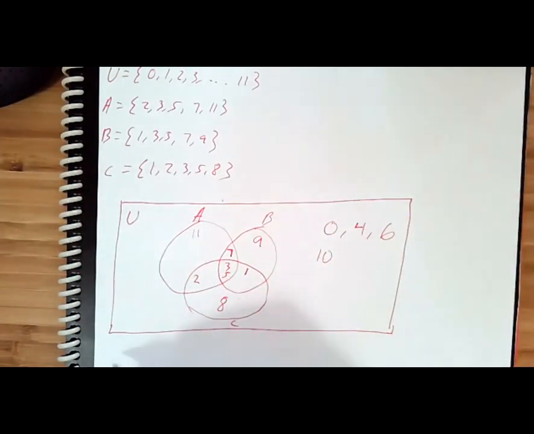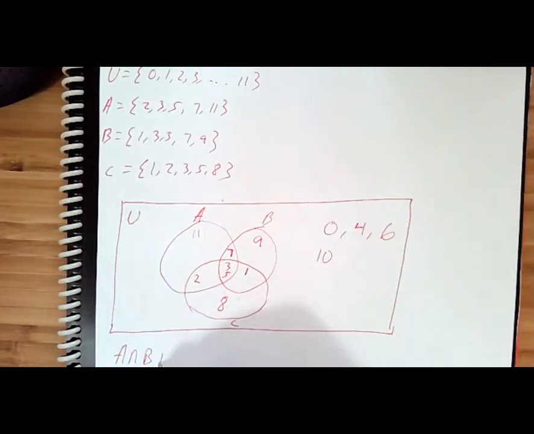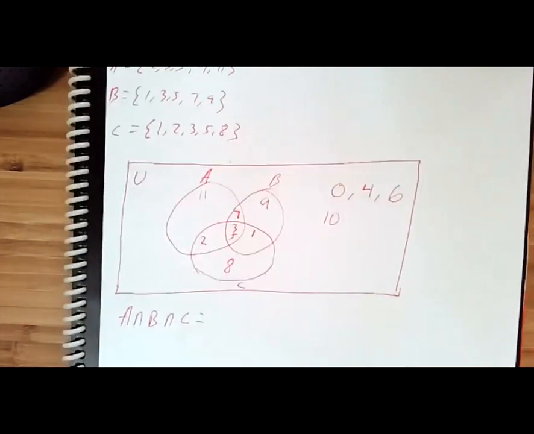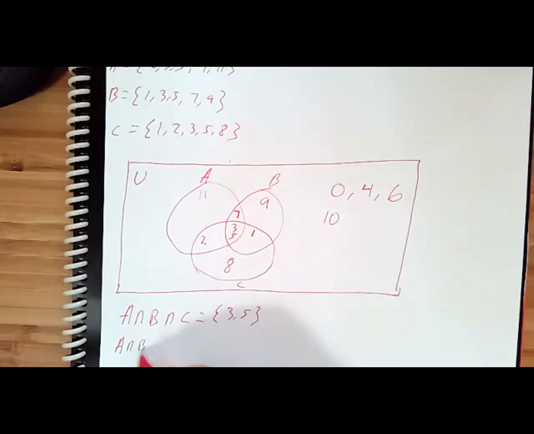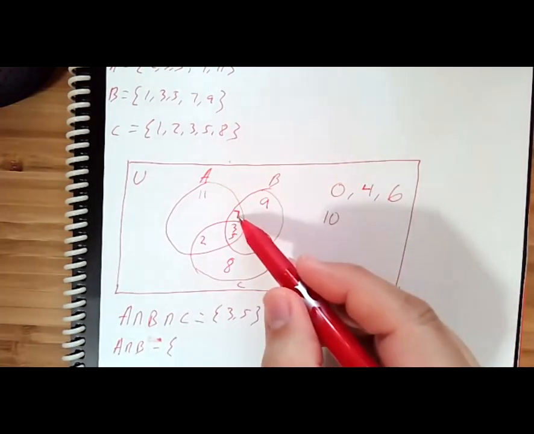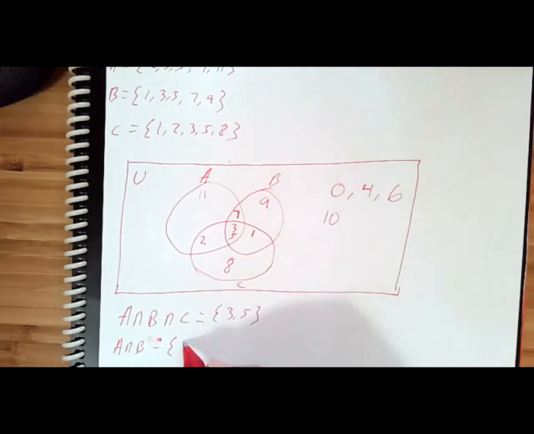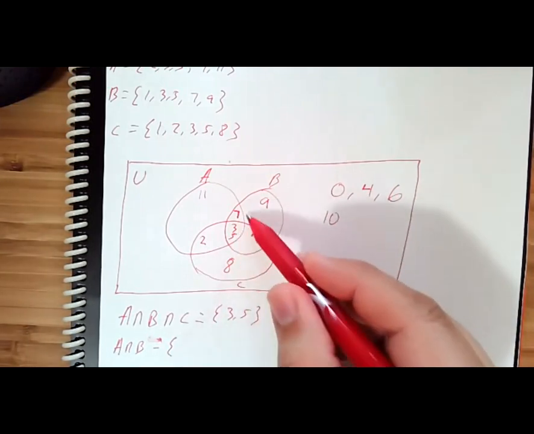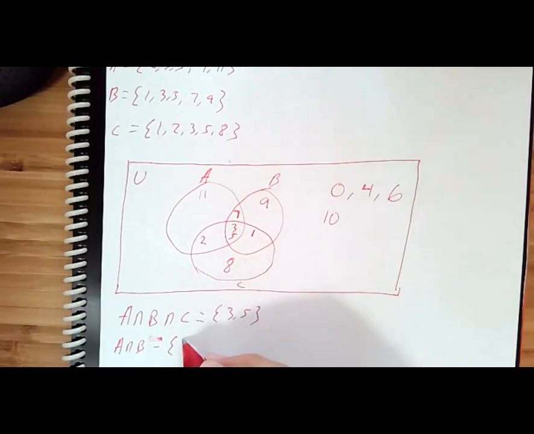Now, symbolically, with symbols. A intersect B intersect C, right? What they all have in common, we said was 3, 5, right? That was this one, visually. A intersect B, right, was this one that they have in common. But technically, it would be this whole piece. You see what I mean?